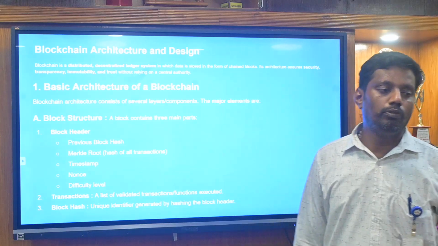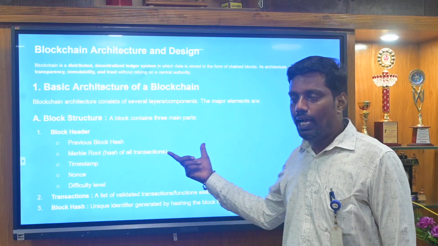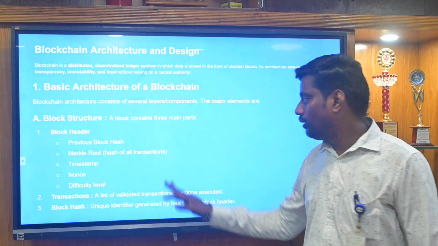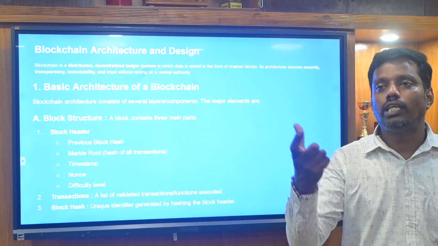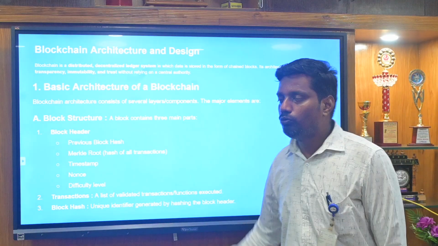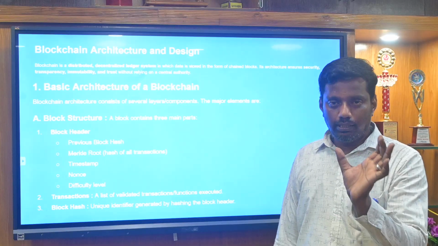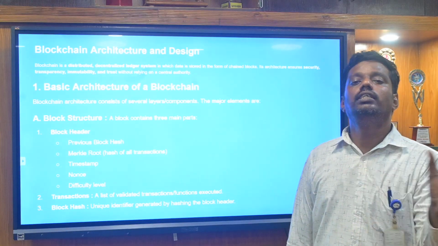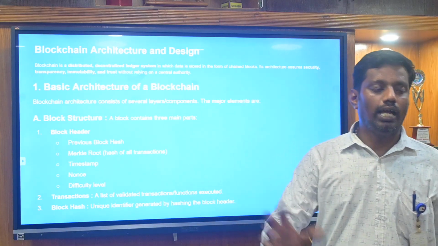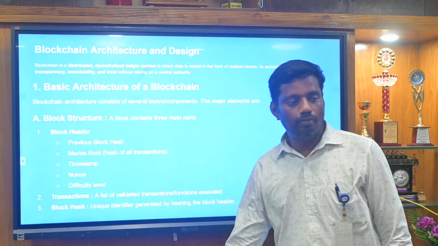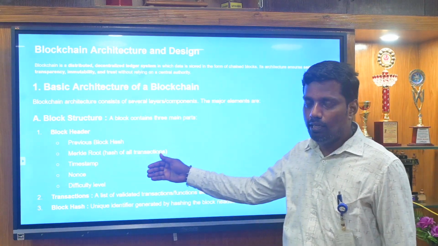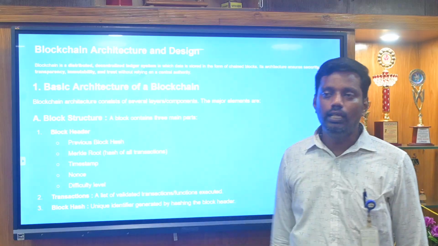The second one is the Merkle root, which is the hash of all the transactions. Then the third one is the timestamp, which records at what time the block was created, and the nonce, along with how much time it has taken for the transactions to be carried out. The last one is the difficulty level. So these are all the parts we have in the case of the block header.